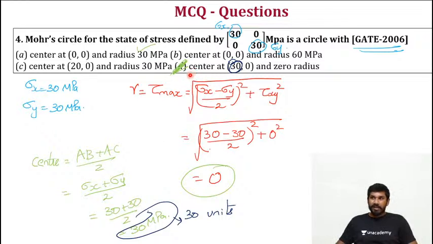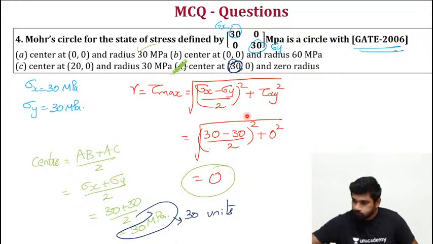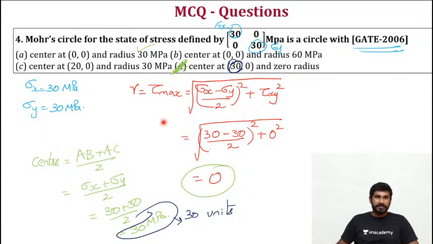So now we have calculated the center point and radius of the Mohr circle. Both are given. So I hope this question is a very, very interesting one. Right? Great. Nice. So next one.